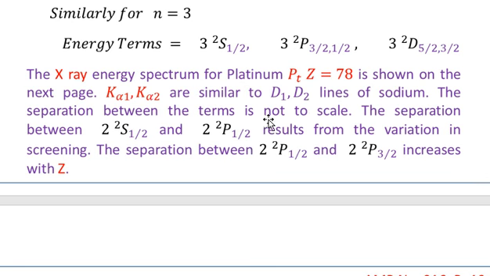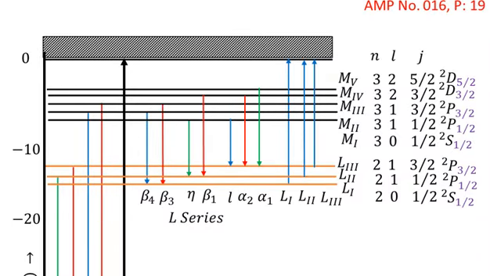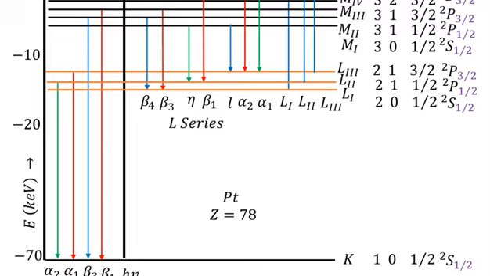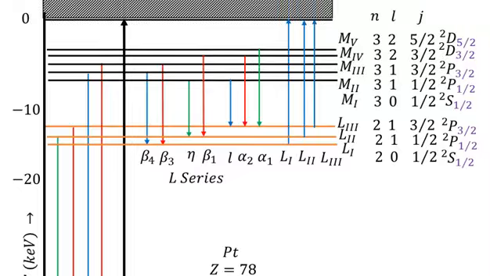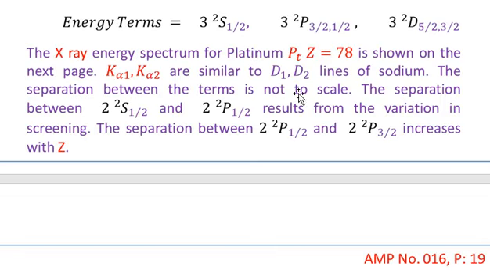The separation between the terms is not to scale, because you see that I have used an expanded scale from 0 to minus 20, so that I can explain these spectral lines with a greater separation. And you know that beyond minus 20 kilo electron volt to minus 70 kilo electron volt, the scale is compressed, so that this figure can be accommodated on the page.